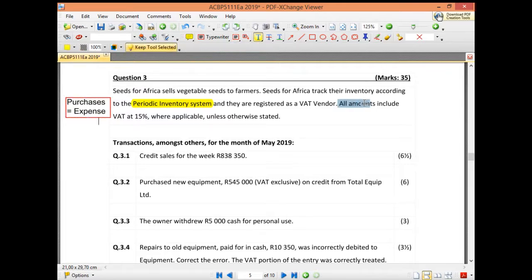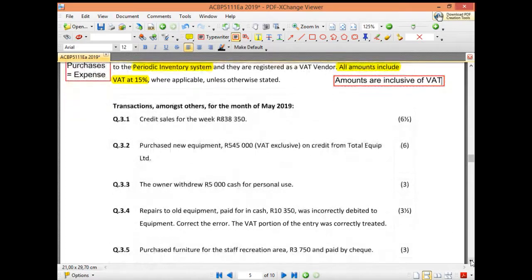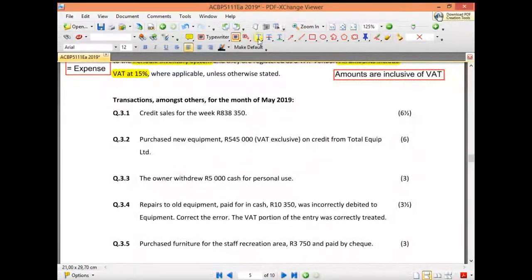Then they tell you all amounts include VAT at 15%. So this means your amounts are inclusive of VAT. That is the other thing you had to note. Now let's go through each and every transaction and capture it on the accounting equation.